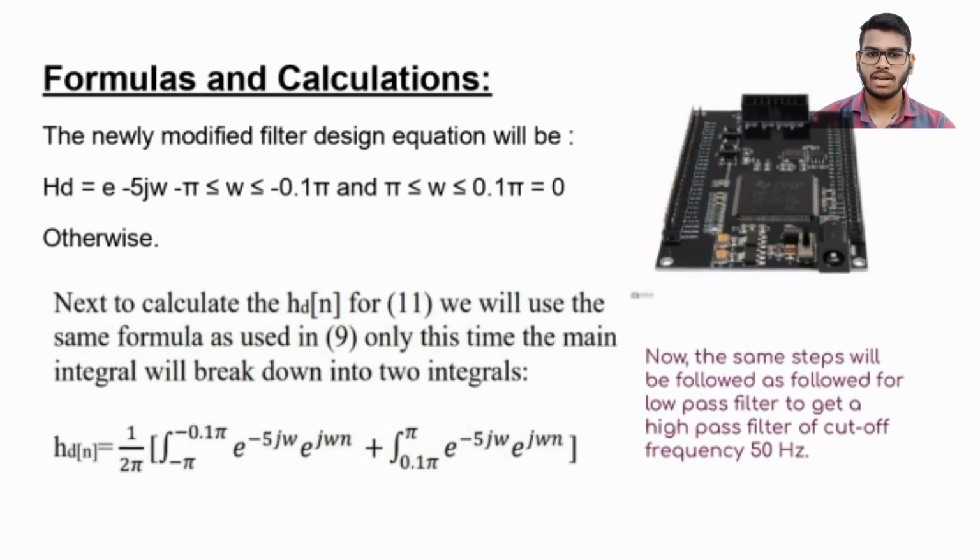So these are the formulas and calculations. These are the steps. Now the same steps will be followed as followed for low pass filter to get a high pass filter of cutoff frequency 50 Hz.